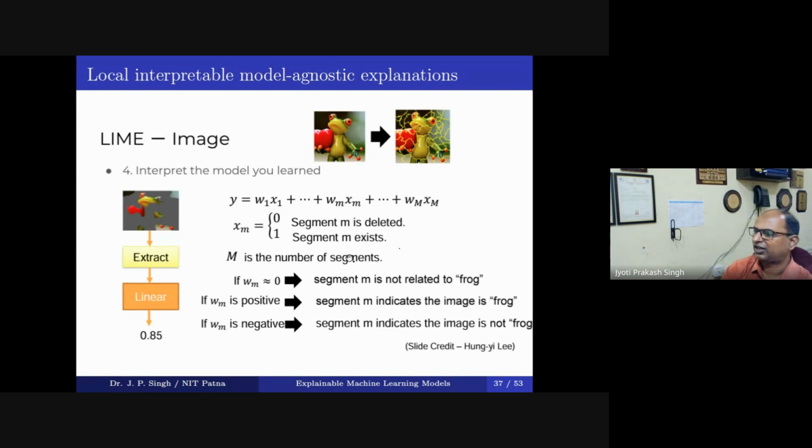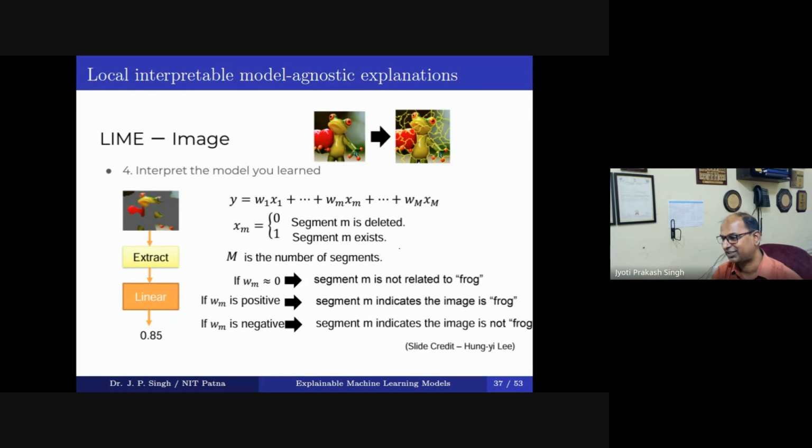And now whenever you give any image, it will go through that linear model and give its probability. If the probability is 0.85, that means it is a frog. Why is it a frog? Now you can give an explanation: because I can see these two eyes, I can see this sort of mouth structure, I can see this sort of hand structure. Hence, I am saying that this is a frog. Right? So, it has given an interpretation.